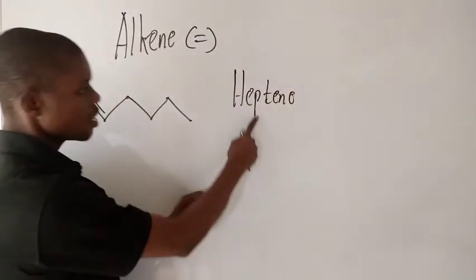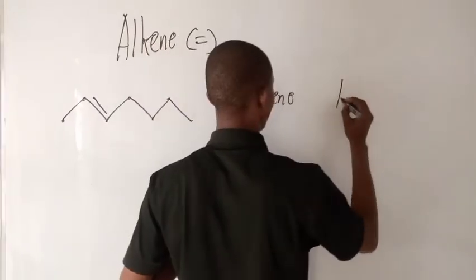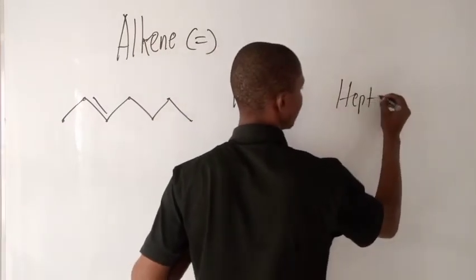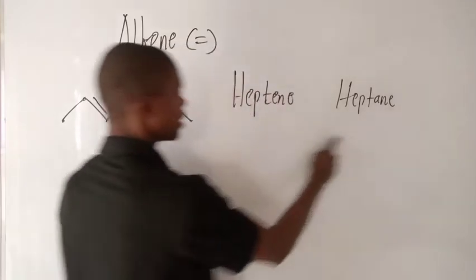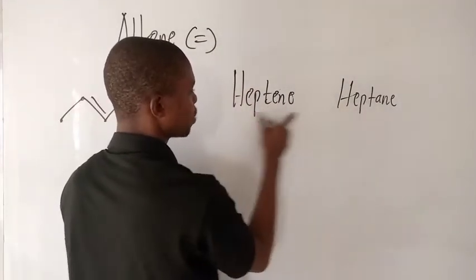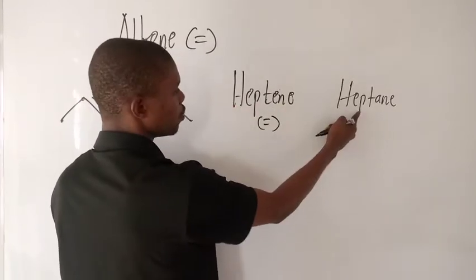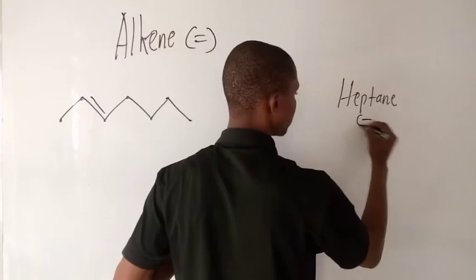Remember, it's been derived from the alkene, which is heptene. Just that the A is being replaced by E. This is the alkene. The alkene is the double bond. The alkane is a single bond. Do that.